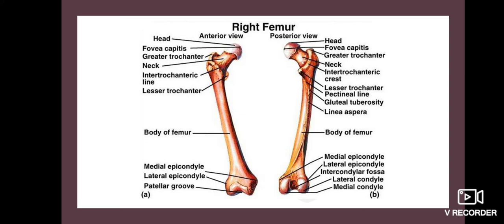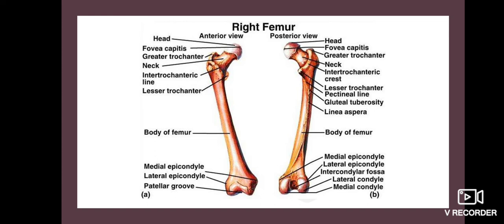The attachments on the linea aspera are the vastus lateralis, vastus medialis and vastus intermedius. Then all the adductor muscles like adductor longus, adductor brevis, adductor magnus are present. So all the three vastus and all the adductors are attached to the linea aspera. Adductor muscles are inserted while vastae are originating from the linea aspera.